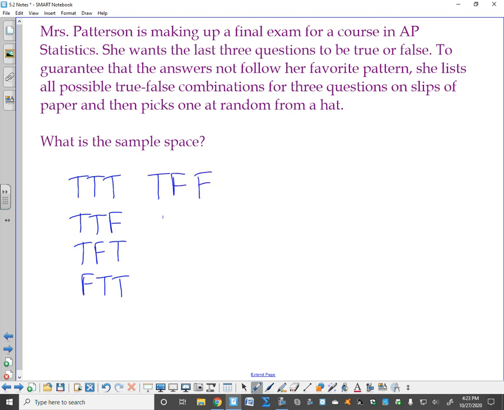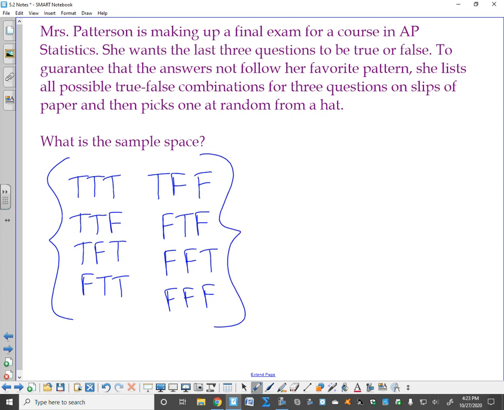2 in the back, 1 in the front, 1 in the back, 2 in the front. Okay, so I've done 0 false, 1 false, 2 false. The last one is all 3 false. So here is your sample space.